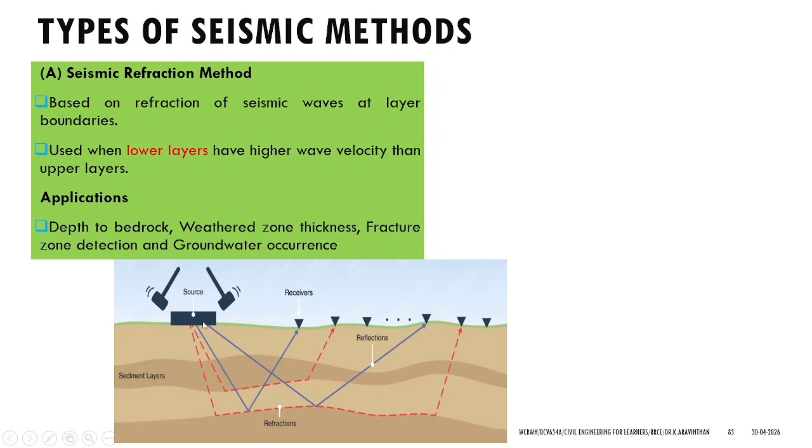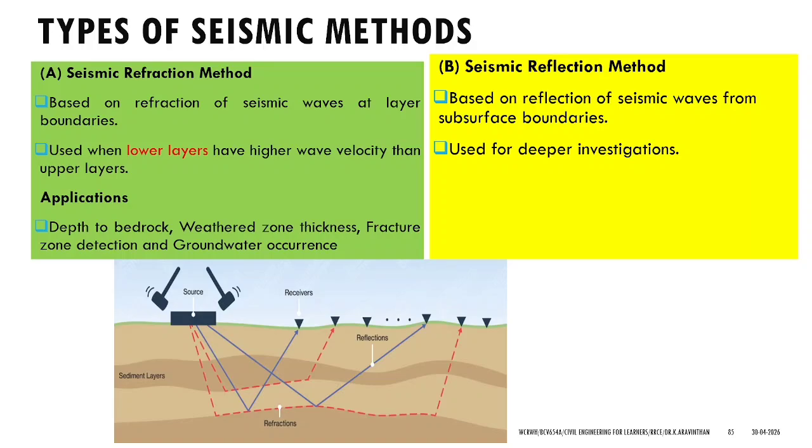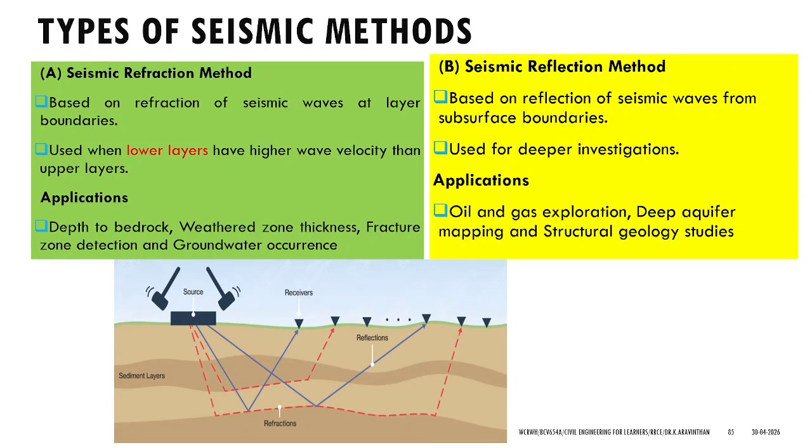You can see, as soon as the hammer strikes, this wave is being reflected. The blue color is called reflections and red color is called refractions. It travels through the body and is being taken here. These applications are different. Refraction method is being used to identify depth of bedrock, weathered zones, fractured zones and groundwater occurrence. The reflection method is being used for the oil and gas exploration, deep aquifers and structural geology studies.